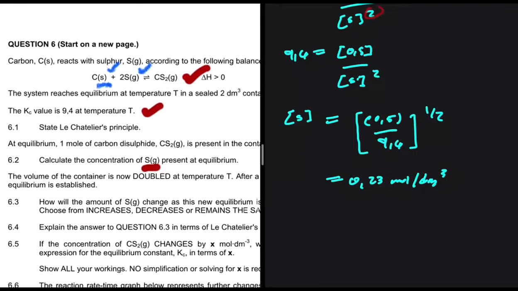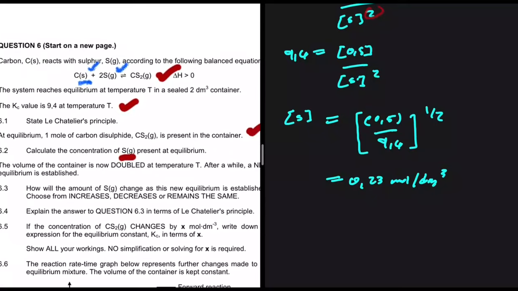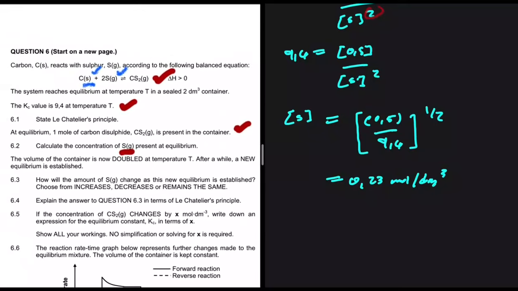Let's go ahead and take a look at 6.3. So in 6.3, the volume of the container is now doubled. After a while, a new equilibrium is established.